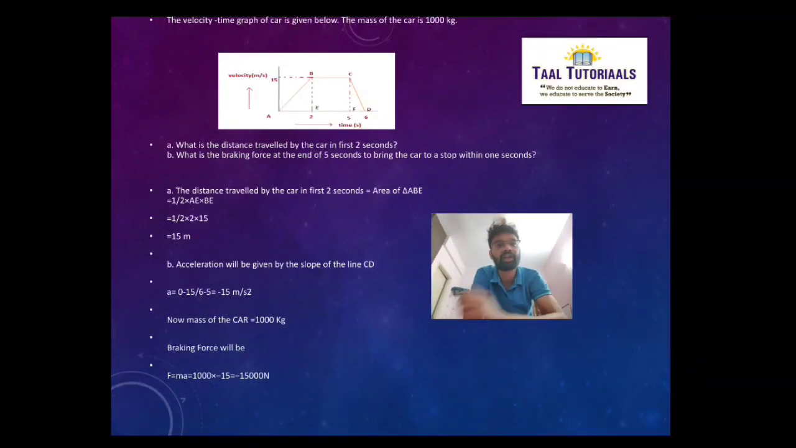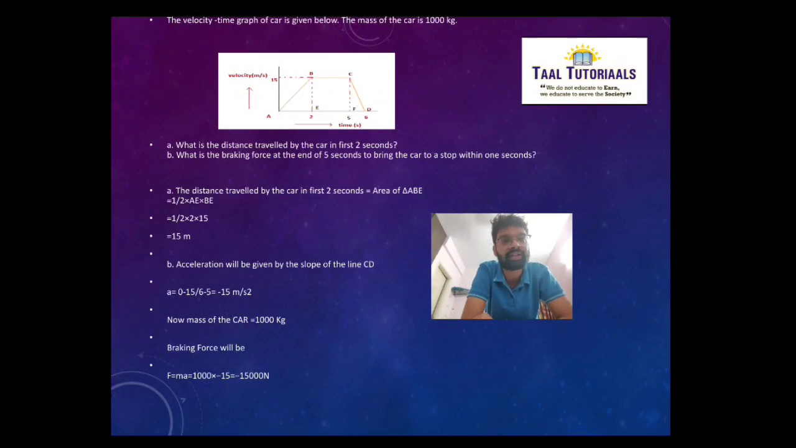This is a graphical question. The velocity time graph of the car is shown in the graph, and the mass of the car is 1000 kg. First is, what is the distance traveled in the first 2 seconds?